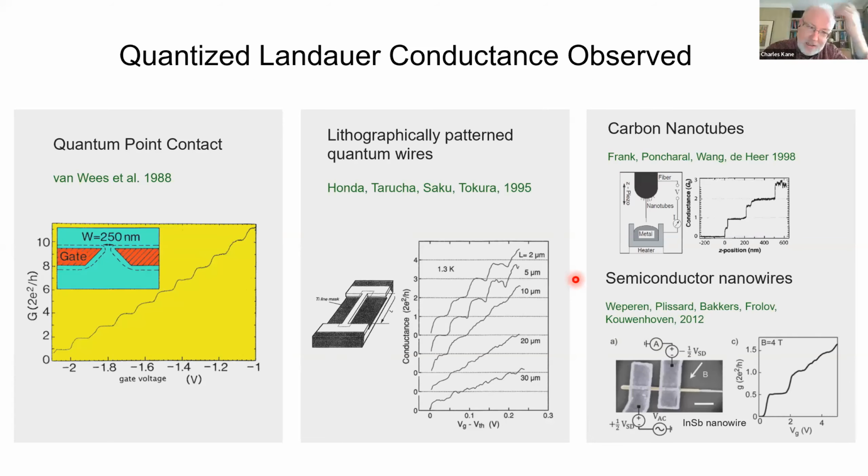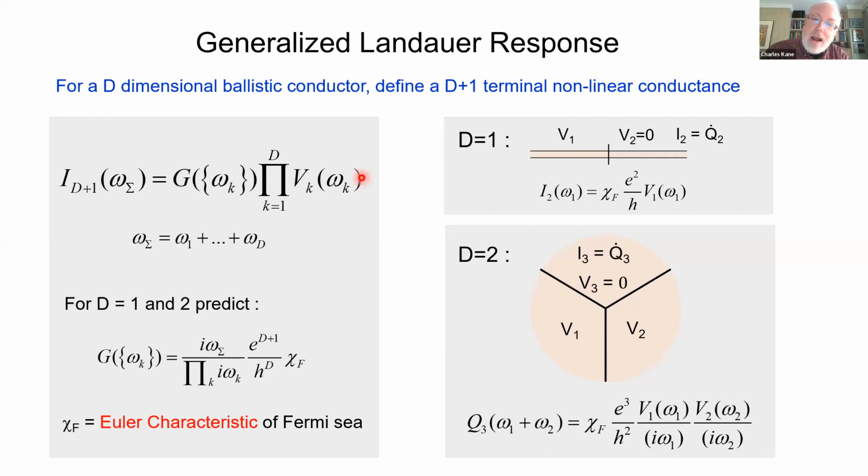Now, I started thinking, in one dimension, there is a way of topologically probing the topology of the one-dimensional Fermi sea. So the question now is, can we step this up to higher dimensions? So what I have figured out how to do is to step it up to two dimensions. And so what I want to propose is a kind of generalization of this Landauer response.